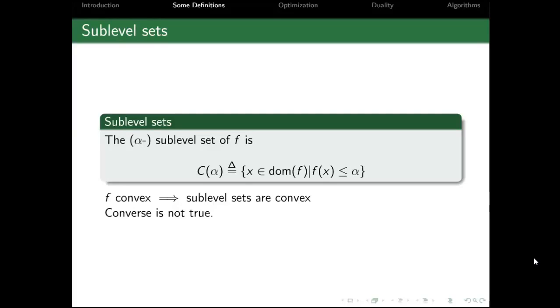Now let us look at what sublevel sets of a function are. An alpha sublevel set of a function f is the set of all points x which belong to the domain of f such that the value of the function at these points is less than or equal to alpha. There is one important property that if the function is convex, the sublevel sets of these functions are also convex. It's important to note that the converse is not true.